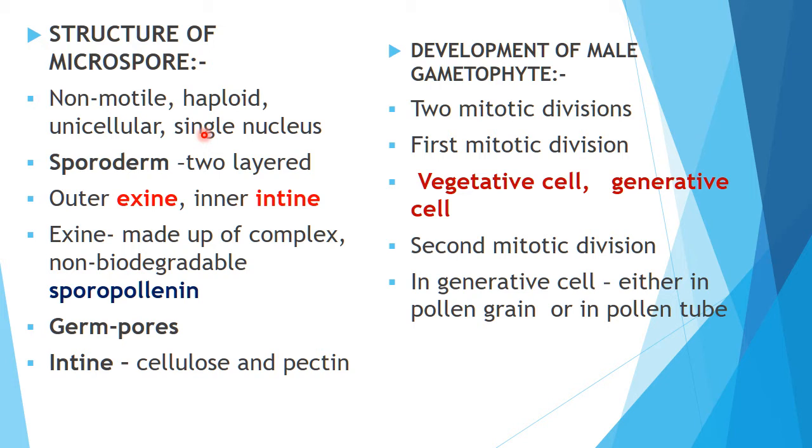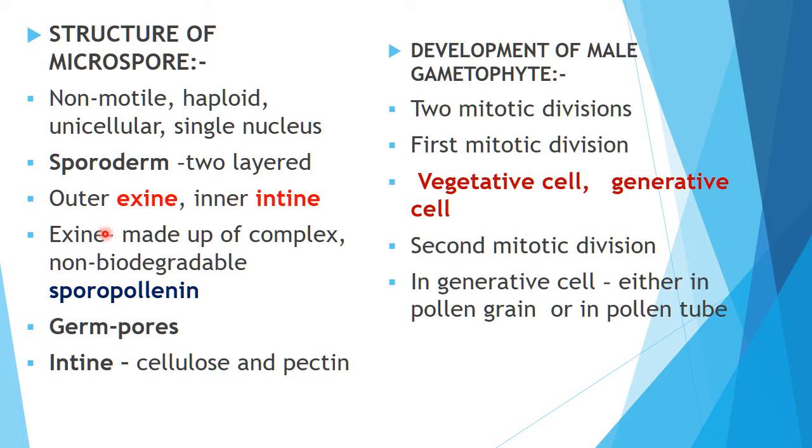Now how is it actually protected? What is the outer wall? Externally it is surrounded by a two-layered wall known as sporoderm. The term you are supposed to remember, sporoderm. It is 2-layered, and of the 2 layers, the outer layer is known as exine and the inner layer is known as intine. Outer one is exine, inner one is intine.